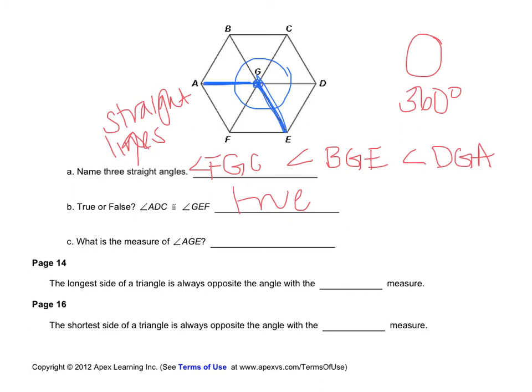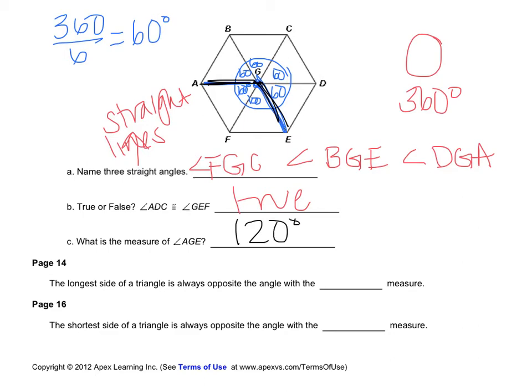So since a whole circle is 360 degrees, I can do 360 divided by 6, and I'm going to get 60 degrees. So that tells me that each of these pieces is 60 degrees. And if they're each 60 and I want to know how big this part is, all I have to do is add 60 and 60 and I get 120.